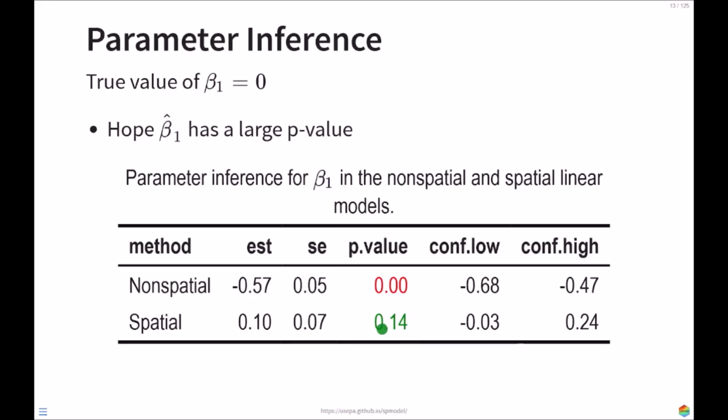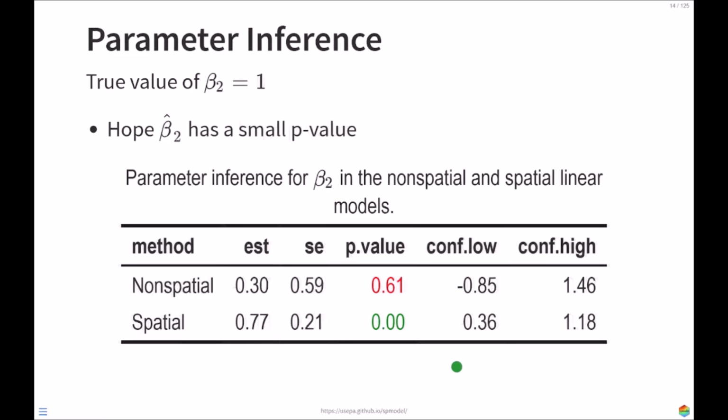So unfortunately, with the non-spatial model, we would reject the null hypothesis here with a reasonable alpha level, and for the spatial model, we wouldn't. So we made the correct decision with the spatial model and not so with the non-spatial.